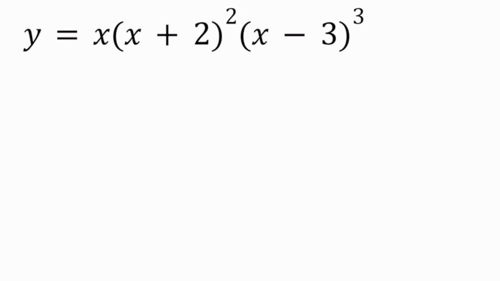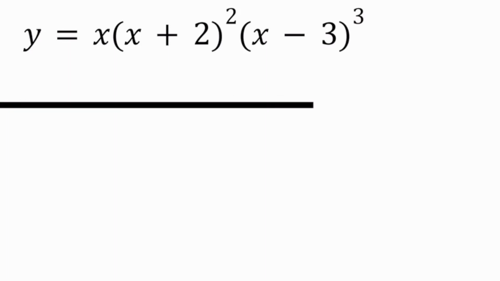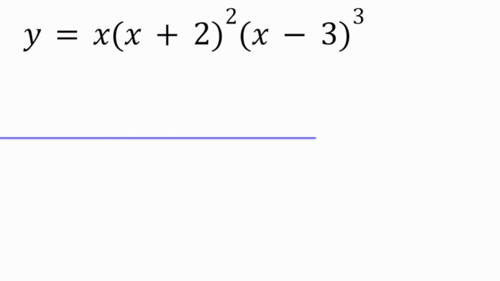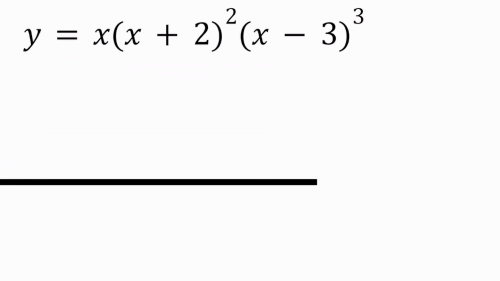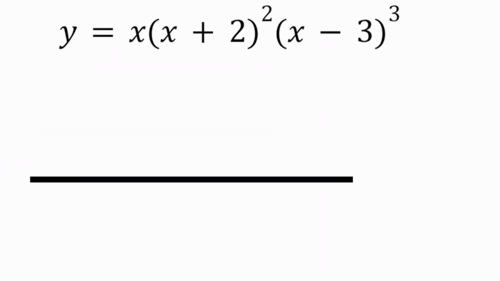All right, now the last one, x times (x plus 2) squared times (x minus 3) to the third. I'm going to, again, start by making a number line. That might be a little bit high up, so I might move that down a little bit, and make sure it's also on screen.